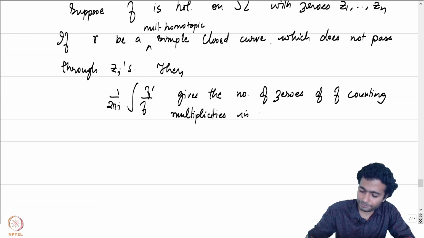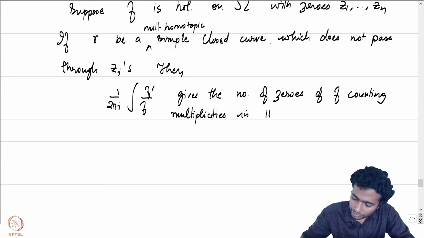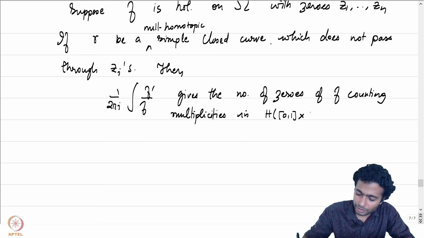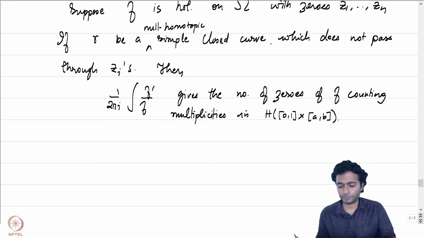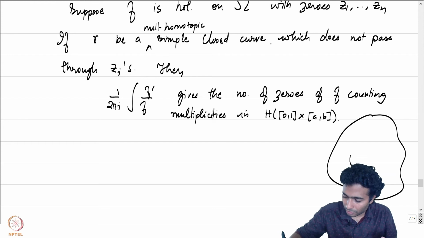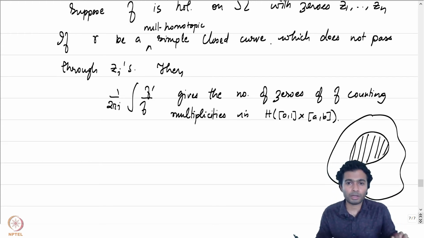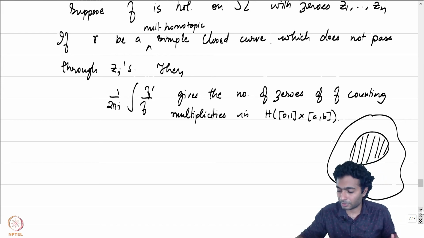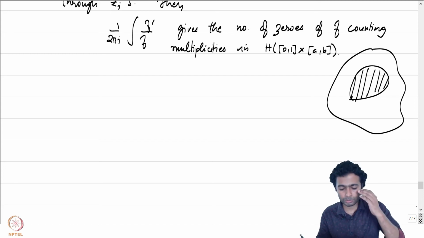In the interior, maybe I should just mention it this way, in H of 0 1 cross a, b, where H is the homotopy from gamma to the constant curve. So, if this is our curve, this is the region I am referring to. In the interior of this curve, we will be able to capture the number of zeros by looking at the integral of f prime by f. We will be using this very shortly in some really powerful theorems.